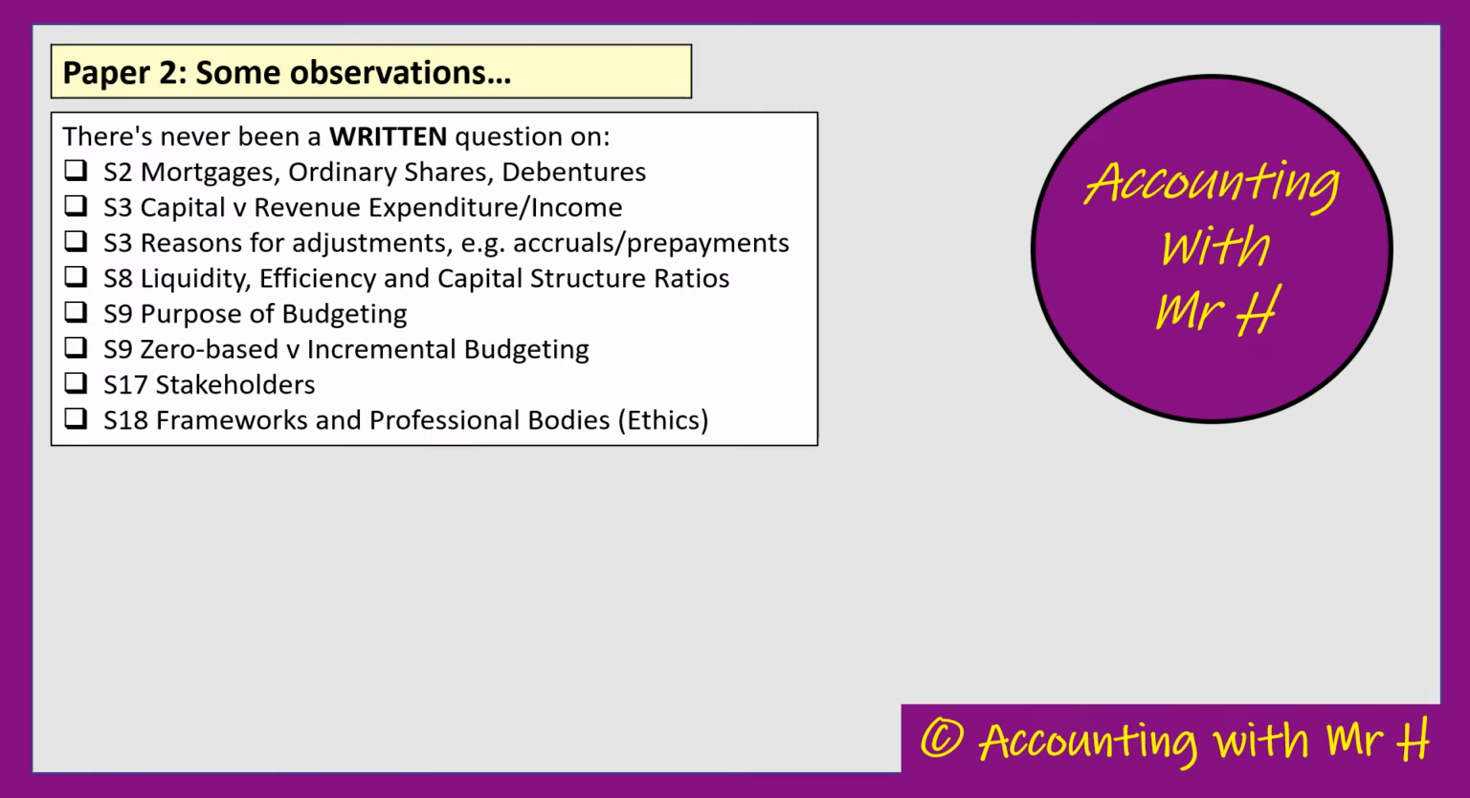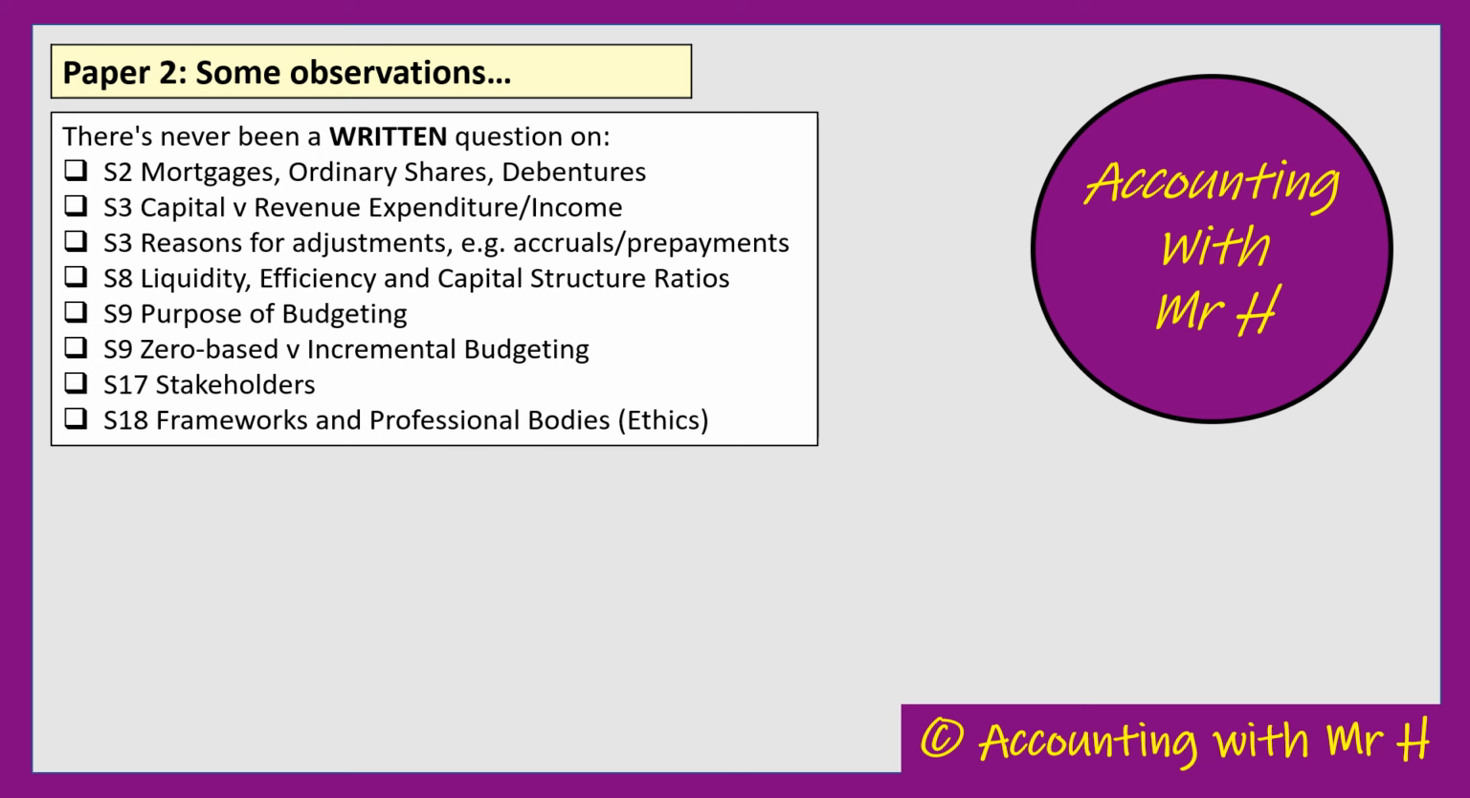Just a few other observations then, as I always say, and I've already said, I don't have any insight, so don't take anything as read, but just some observations. There's never been a written question, and I've said this in the paper 1 exam as well for these first couple of topics, because these are the sections that cross over between the 2 papers. There's never been a written question on mortgages, ordinary shares, debentures. So I'd make sure I know the advantages and disadvantages of these things just in case.